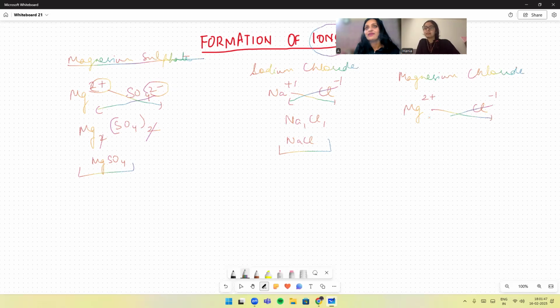What is going to happen? They're going to be interchanged. So Mg gets 1 and Cl gets 2. You don't need to write the plus or minus, and we don't write 1. So it will become MgCl2. This is the formula for magnesium chloride. This is fun, right? We just name it and make the formula.